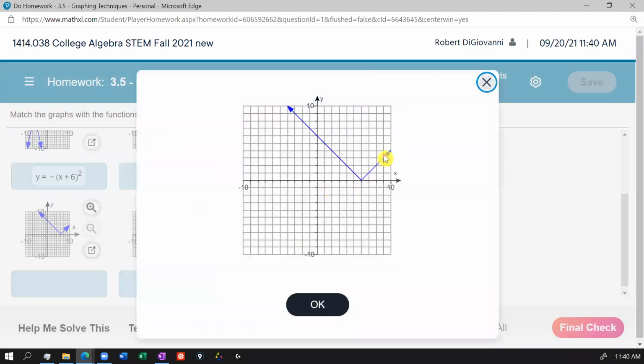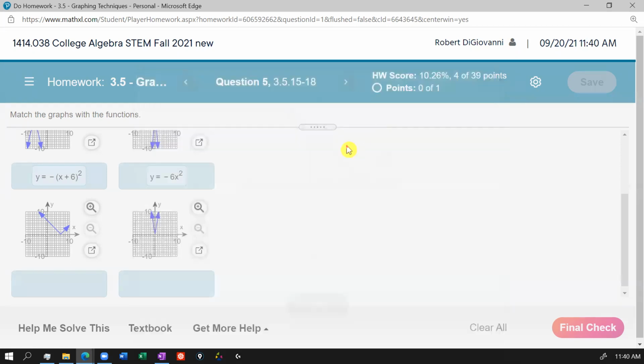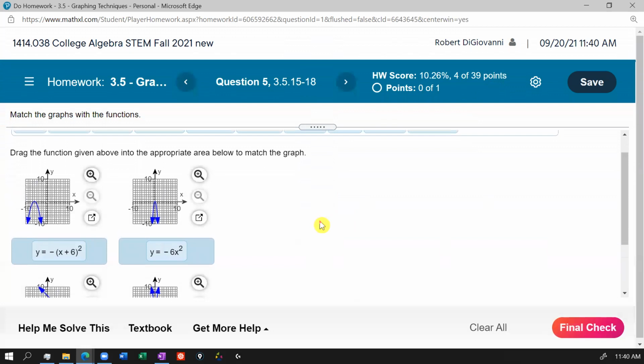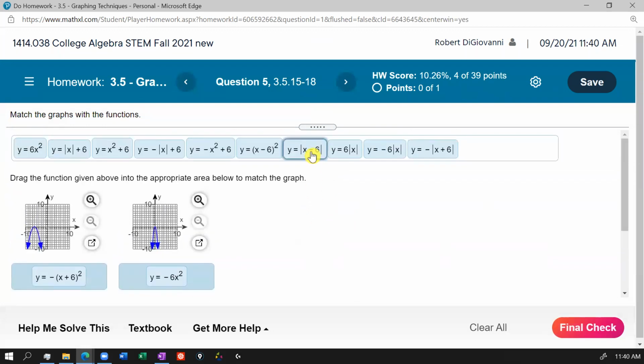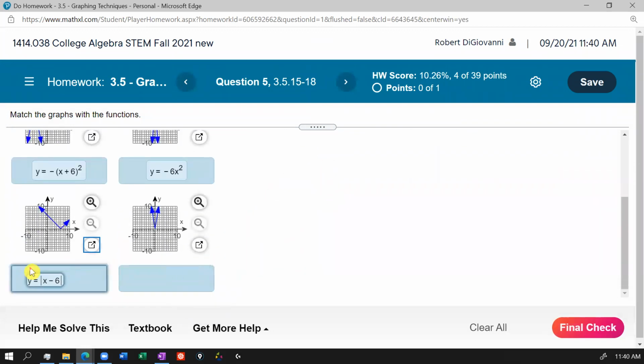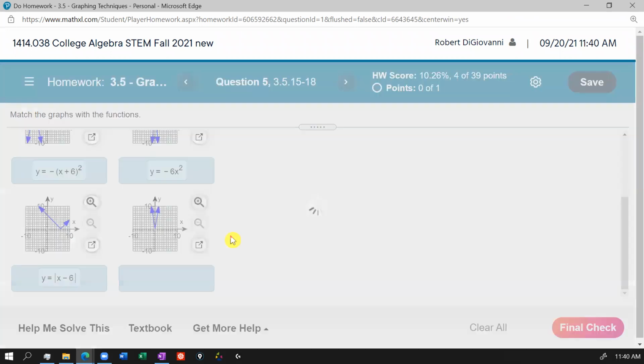This one, absolute value function. You go the right one, up 1, right one, up 1. But the whole thing's been moved to the right 1, 2, 3, 4, 5, 6. So it's the absolute value function, and then we have to subtract 6 on the inside to make it move. There we go.